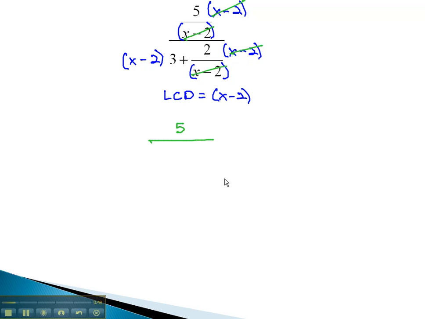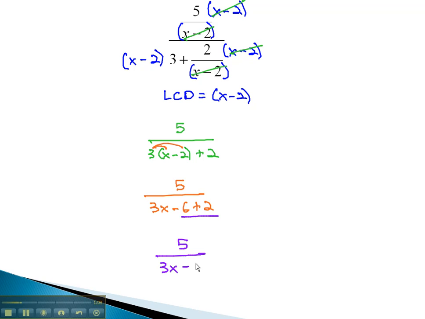This leaves us with a 5 in the numerator, and 3 times x minus 2 plus another 2 in the denominator. Distributing in the denominator, we have 5 over 3x minus 6 plus 2. And then combining like terms to get our final answer, 5 over 3x minus 4.